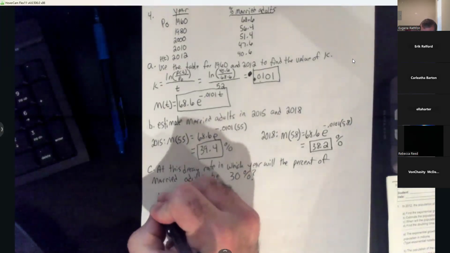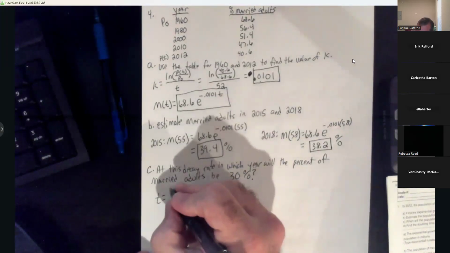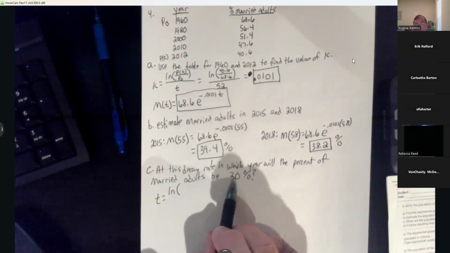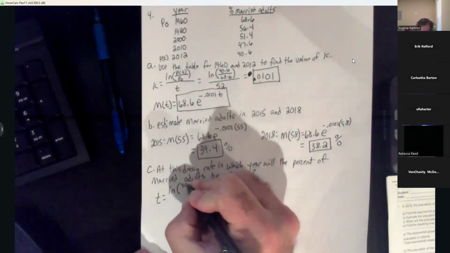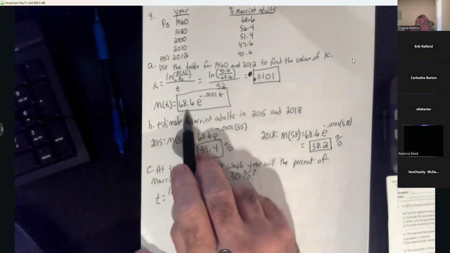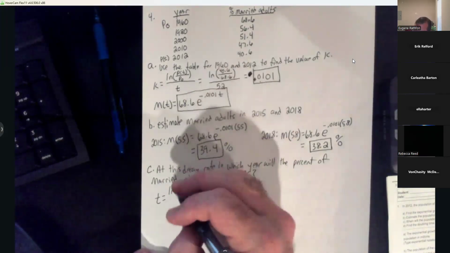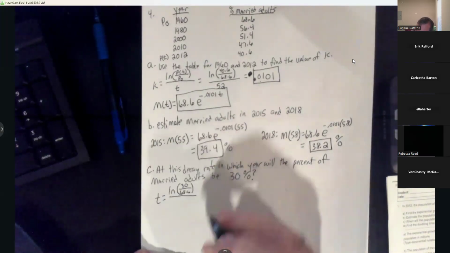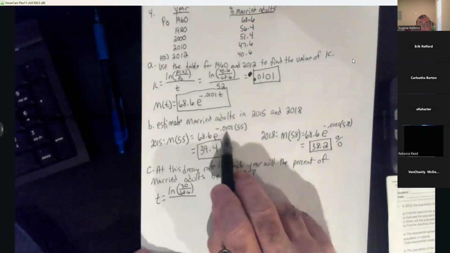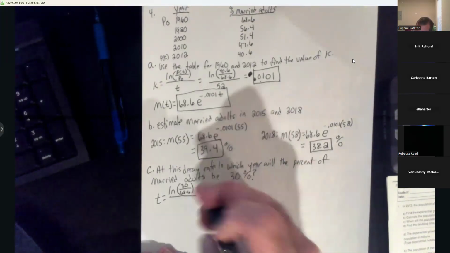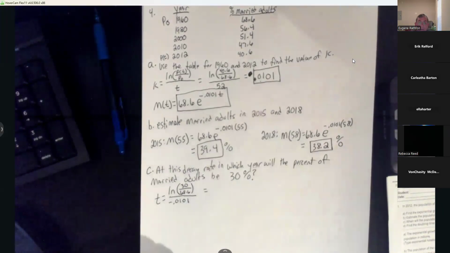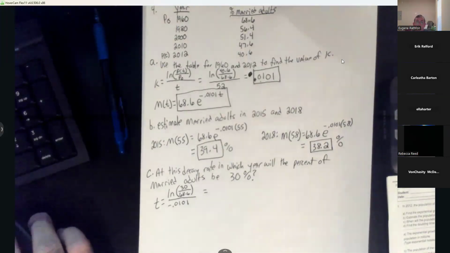So remember, for time, our formula was the ln of my P of T, which is going to be the 30%, because that's the ending amount, divided by my initial amount, which was 68.6. And then all that divided by my k, which was a negative 0.0101. All right, y'all. So let's go punch that in and see how many years after 1960.